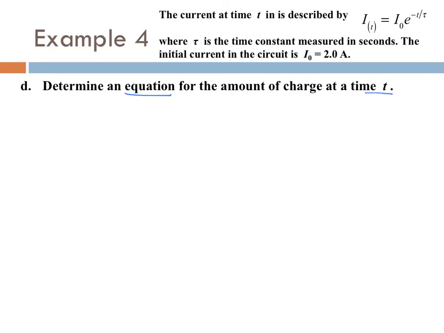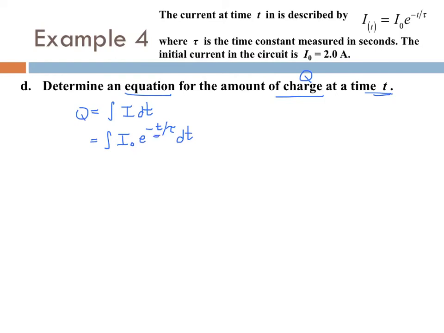In this final example, we're asked to determine an equation for the amount of charge, not to be confused with I, charge is Q, at a time t. So that means that our charge, which is equal to the integral of current with respect to time, is what we're being asked to solve for. So we can substitute in our current equation, and again, we're taking this integral with respect to time. So we only have one variable, t, in here.